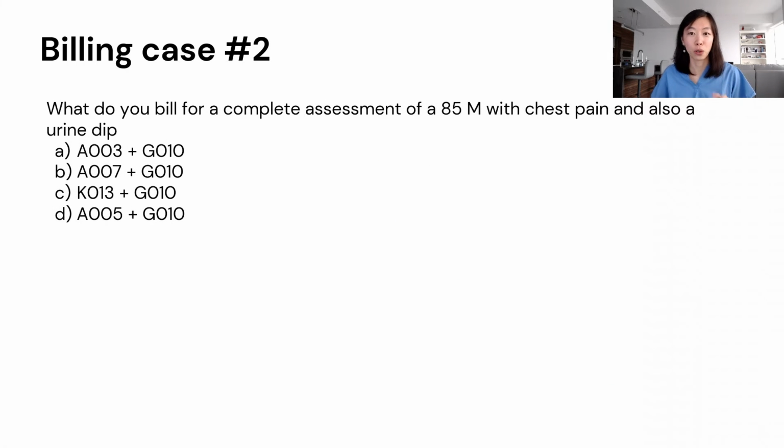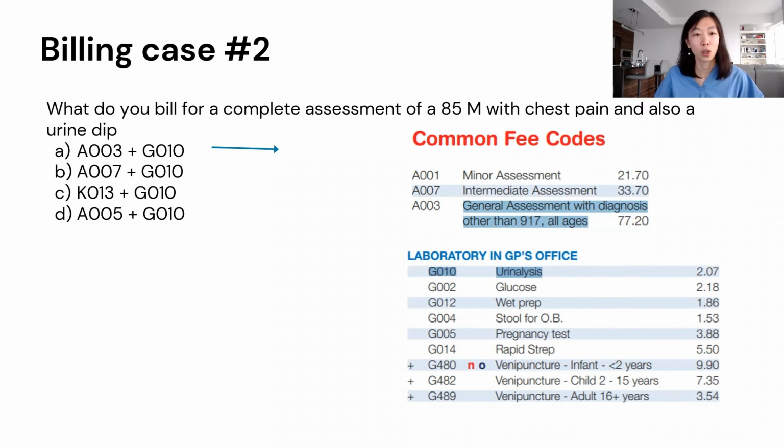Okay, case number 2. So what do you bill for a complete assessment of an 85-year-old with chest pain, and also you do a urine dip as well? So pause the video, look up, think about what the answer is, write it down, and the answer is A. So remember what I said about conditions that might have a very extensive history. Maybe you do examination of more than 2 systems. That's for the T003. And it says with diagnosis other than 917, 917 is referring to the preventative health visit.